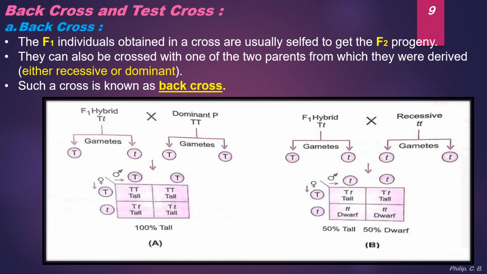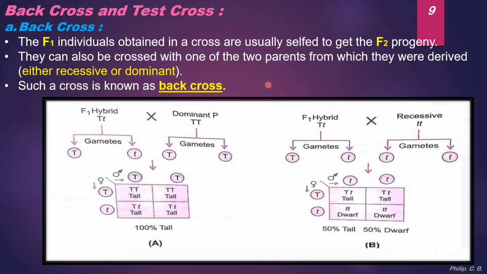Now, moving further to back cross and test cross. Back cross. The F1 individuals obtained in a cross are usually selfed to get the F2 progeny. So, from the parental one, we get the F1 individuals. Then when the F1 individual is crossed, we get the F2 individuals or the F2 progeny. Further, they can also be crossed with one of the two parents from which they were derived, either recessive or dominant. Such a cross is known as back cross.